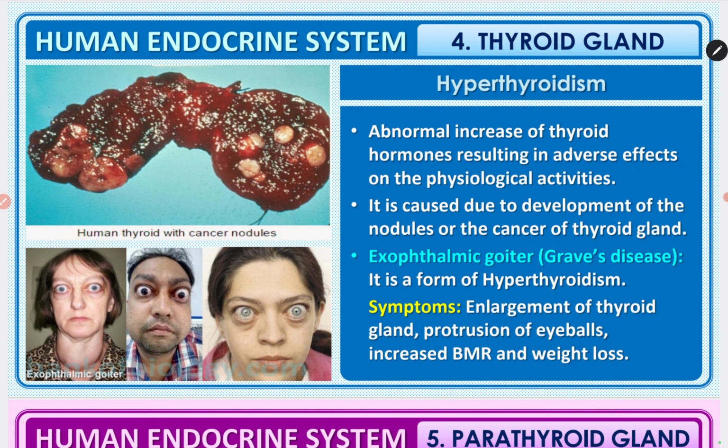Hyperthyroidism is an abnormal increase of thyroid hormone that results in adverse effects on the physiological activities. It is caused due to development of nodules or cancer of the thyroid gland. See the nodules in the thyroid gland. Exophthalmic goiter, that is Graves' disease, is a form of hyperthyroidism and the symptoms are enlargement of the thyroid gland, protrusion of eyeballs, increased BMR and weight loss.